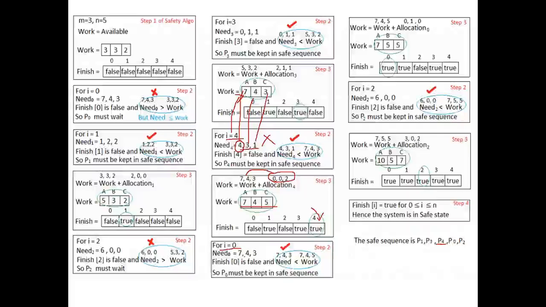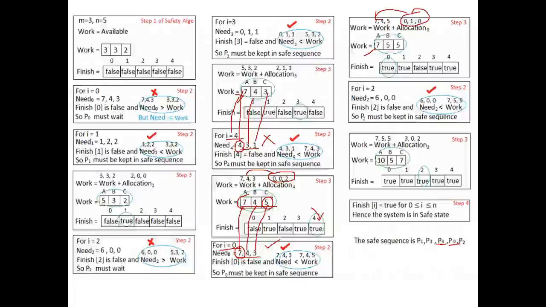So check i equal to 0, and its demand was 7 4 3. Can you now fulfill the demand of process P0? Yes, you can, as it needs 7 resources of A and all 7 are available here. Check resource B: yes, 4 resources are available. Check resource C: yes, 3 resources are available. So you can now fulfill the demand of process P0. Keep process P0 in the safe sequence, and whatever it has allocated, release it and it will get added into the new work. So the new available will increase here.